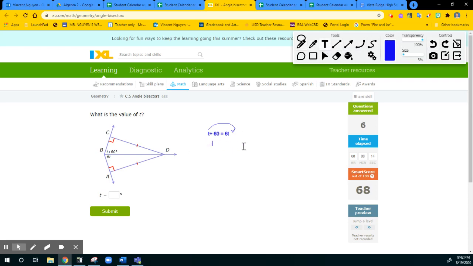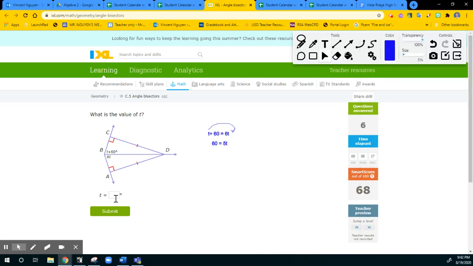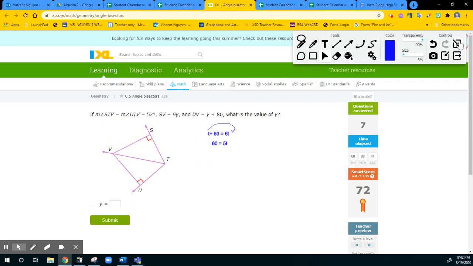Okay, so my equation becomes 60 equal to 5t. All right. And now to solve for t, you're going to divide both sides by 5, not 50. So you're going to take 60 and divide it by 5. 60 divided by 5, and you get 12. So you're going to go down here and say t is equal to 12. Submit. Yay.